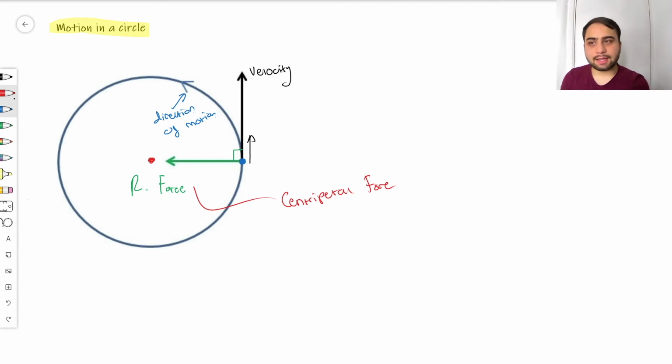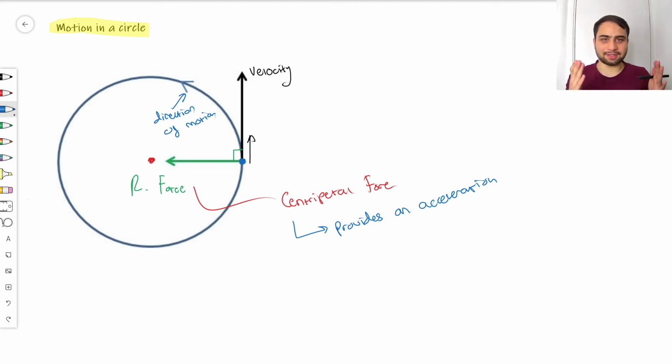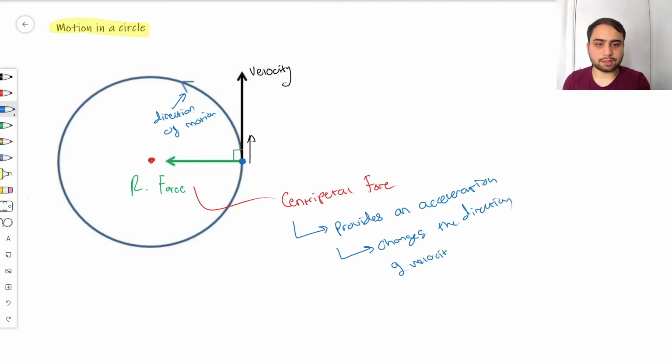Okay, we have the centripetal force. Why do we care? Well, this centripetal force provides an acceleration to our particle. This acceleration is called centripetal acceleration. Now, whenever we hear about acceleration, our mind instantly jumps to speeding up or slowing down. But remember that because this force is at 90 degrees to our particle, it doesn't actually speed up or slow down at all. So all the acceleration does is change the direction of velocity at every instant.